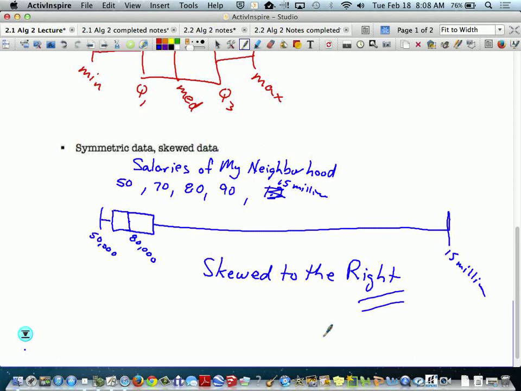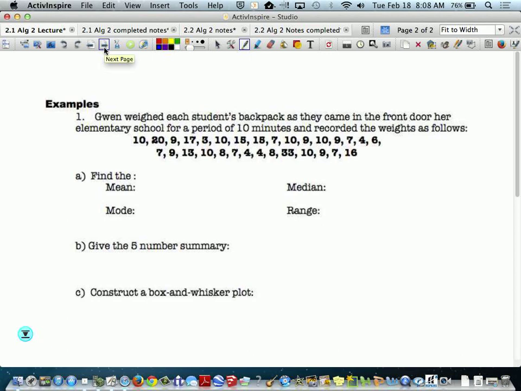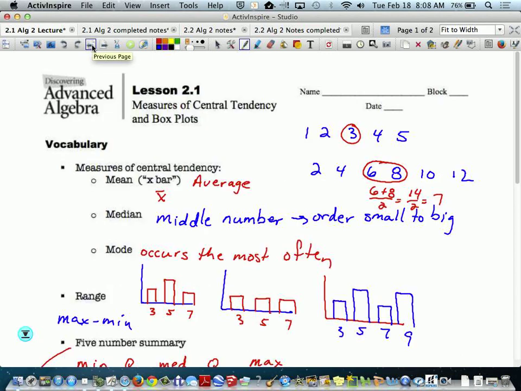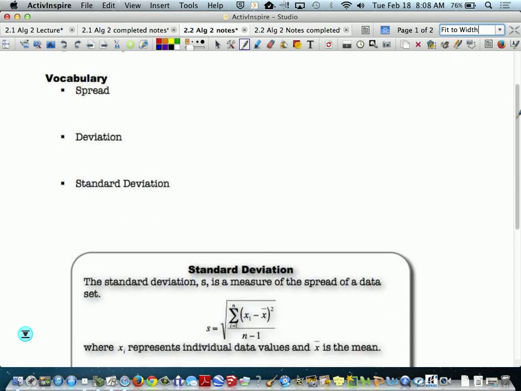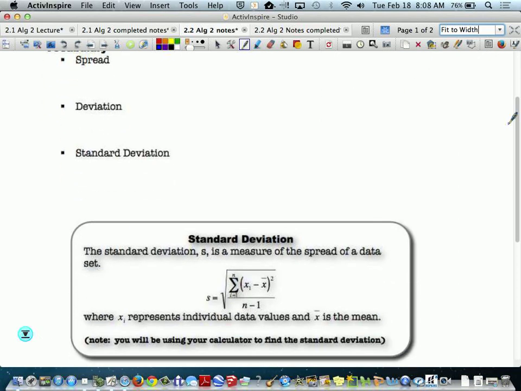So any questions? All right, so we skipped over a term called standard deviation, so we need to go back there. Basically, a standard deviation is a number that measures the spread from center.